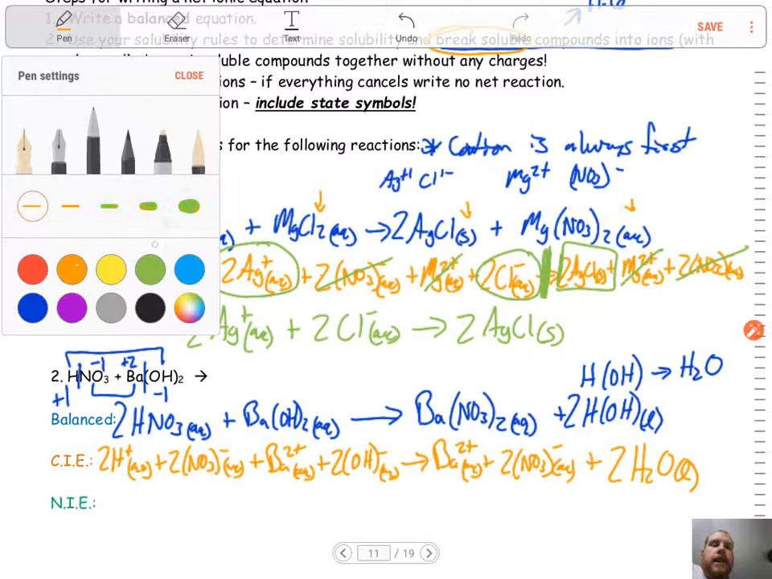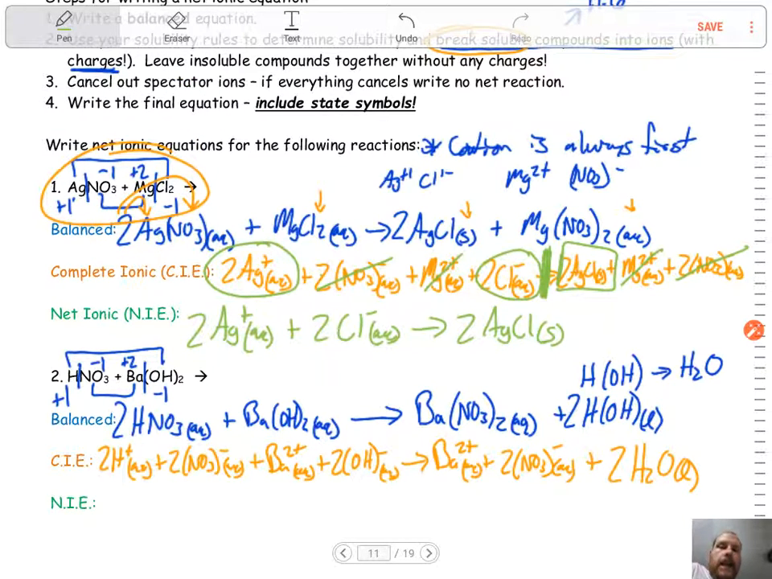So now my next step is to cancel out my spectator ions. Those are the ions that stay the same. So do I see 2H+ aqueous on the right? I do not, so it's going to stay there. Do I see 2 NO3- aqueous on both sides? Yes, I do. Those are going to get canceled out because they're the same. They're watching. They're not participating.